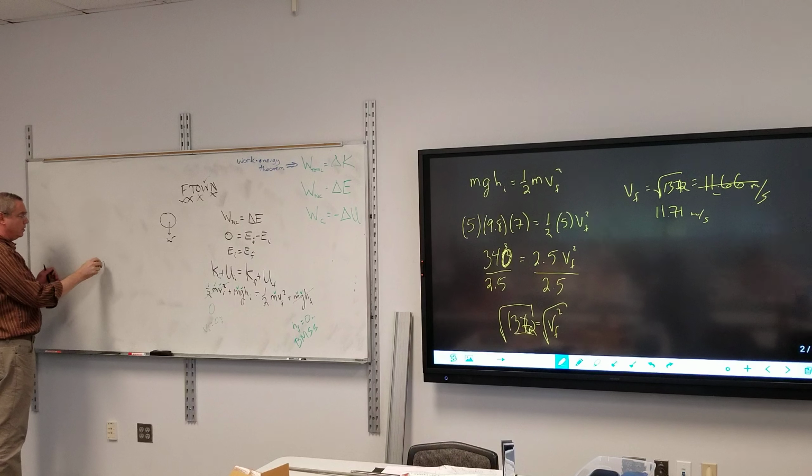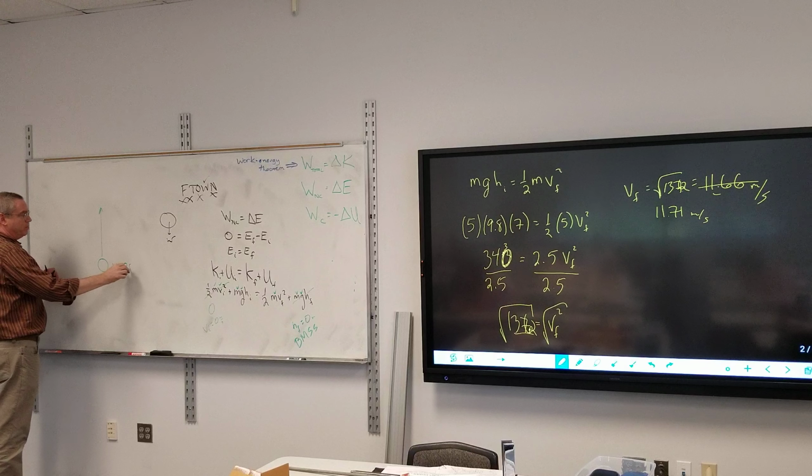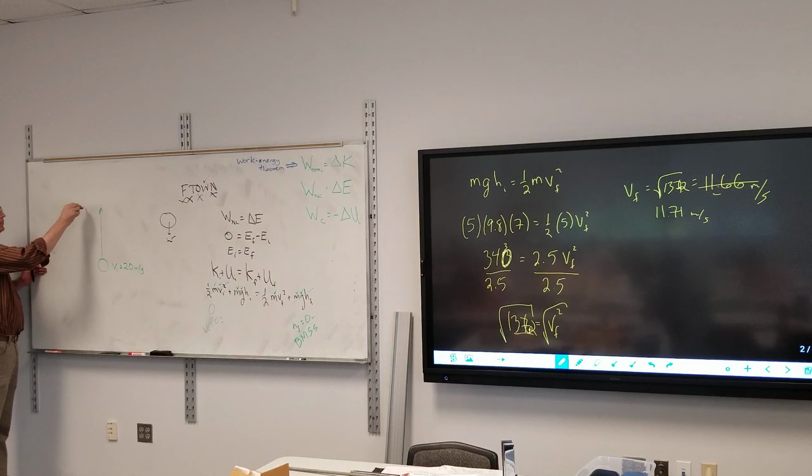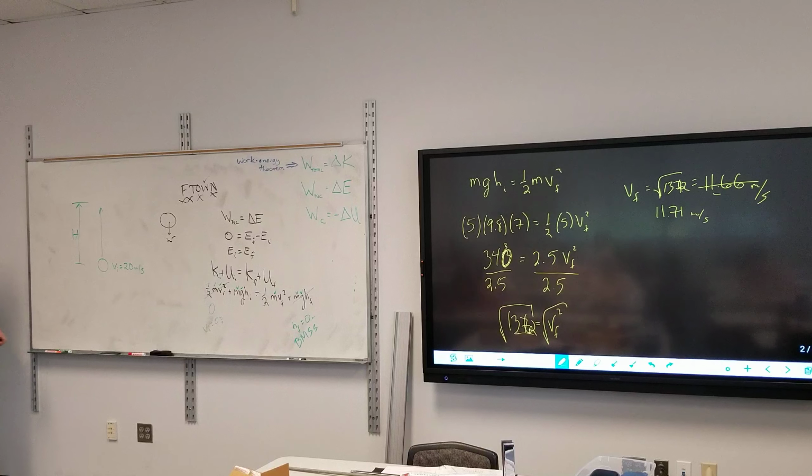I now have an object that gets thrown into the air. And the initial speed is, let's say, 20 meters per second. And what I want to know is, how far up does it go? Y, X, whatever letter you want to use. Let's use capital H. How far does it go up to reach the peak?